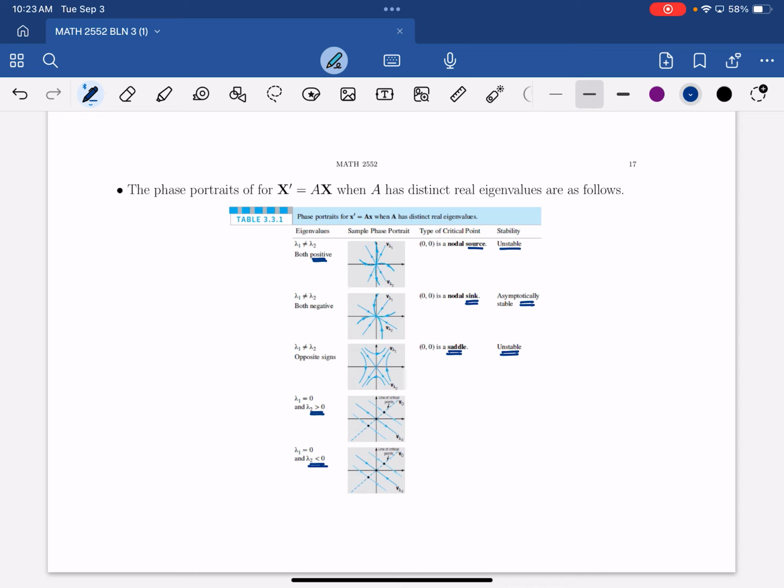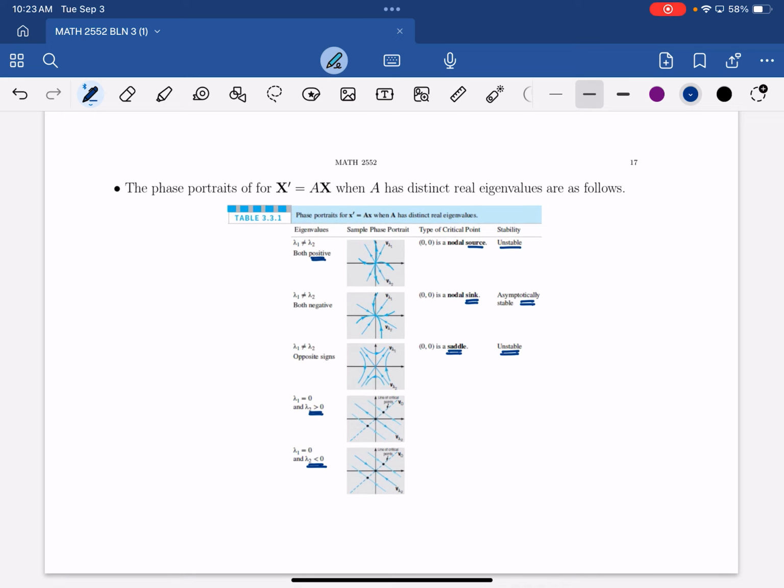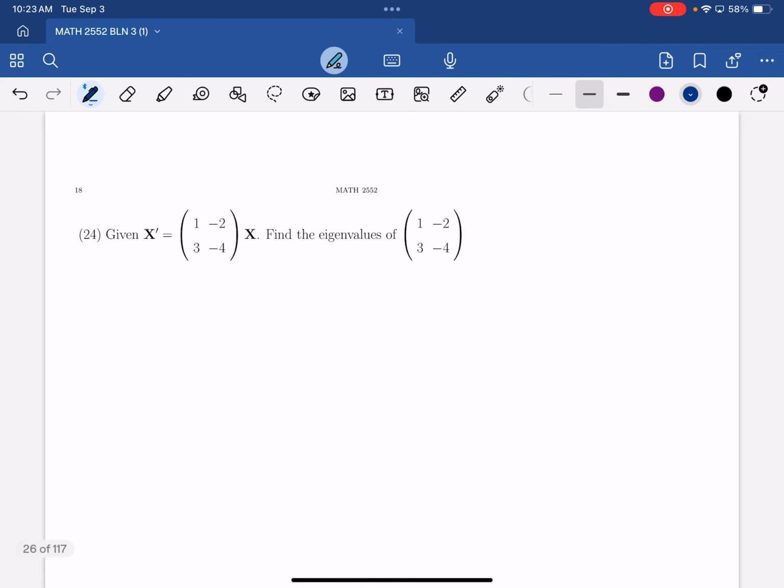Okay. Now that I told you what it is, we are going to demonstrate that for a given problem. Now let's go back to our difficult problem. X prime equals [1, -2; 3, -4] times x. Variable separable doesn't work. Method of integrating factor doesn't work. But we have a roadmap right now. Find eigenvalues, find eigenvectors, write the general solution, go about sketching the solution. Is that clear? Are you all okay with that?